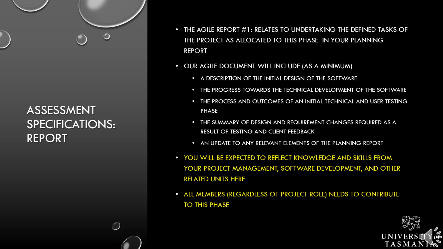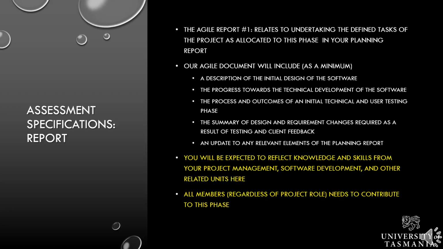So our Agile document will include, as a minimum, a description of the initial design of the software. This means, what does it look like? What are the particular visual attributes of the system? Then a description of the progress towards the technical development of the software.